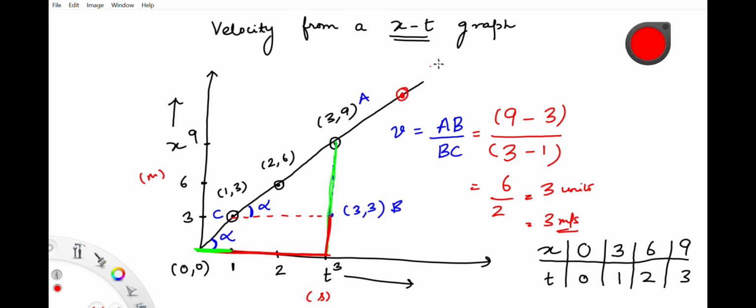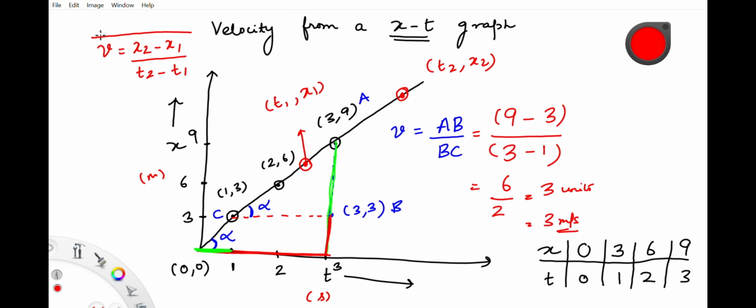So in general, if I have a point over here which has coordinates as t2 comma x2, and I have a point over here as t1 comma x1, I can say that the velocity is equal to x2 minus x1 upon t2 minus t1. Very simple.